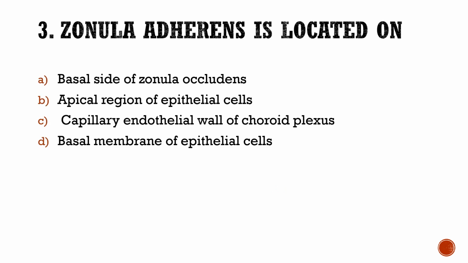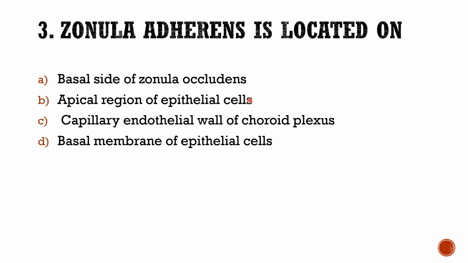Zonula adherens is located in the, I told you this was the MCQ which was asked in the university exams. Zonula adherens is located on basal side of zonula occludens, apical region of epithelial cells, capillary endothelial wall of choroid plexus, basal membrane of epithelial cells. Which is the option? So yes, it is the basal side of zonula occludens. Zonula occludens is tight junction. So zonula adherens is just below the tight junction. So the basal side of zonula occludens is the answer here.